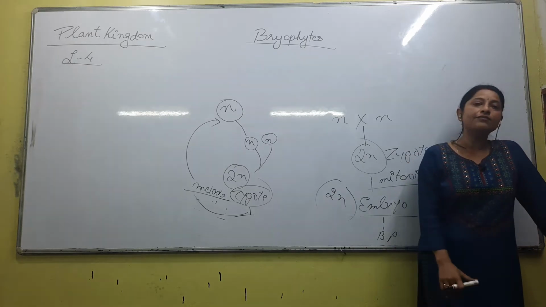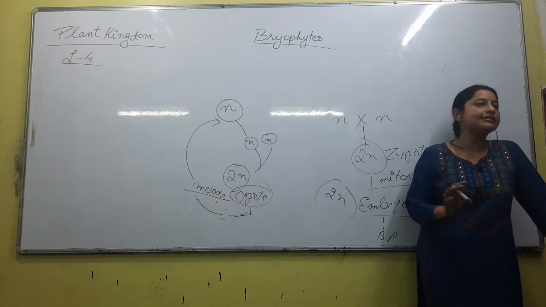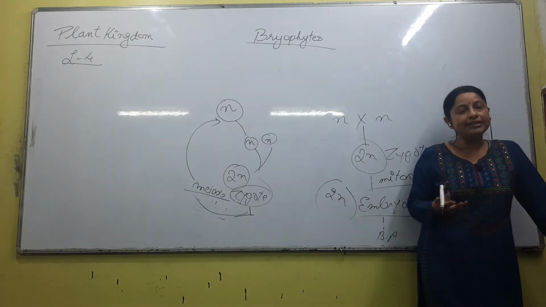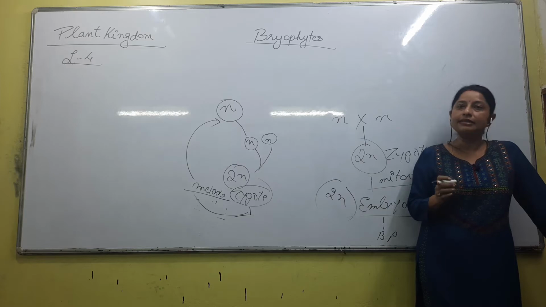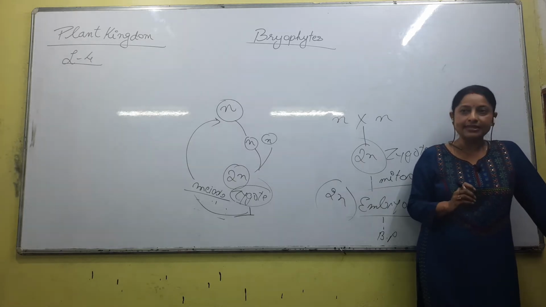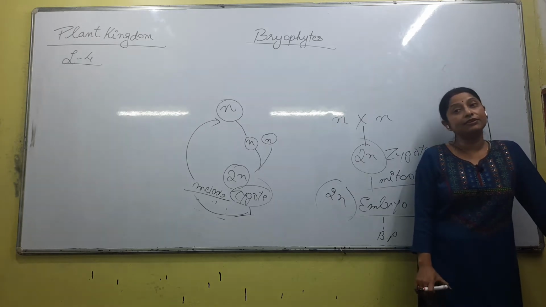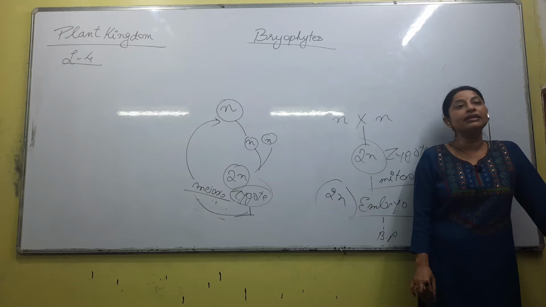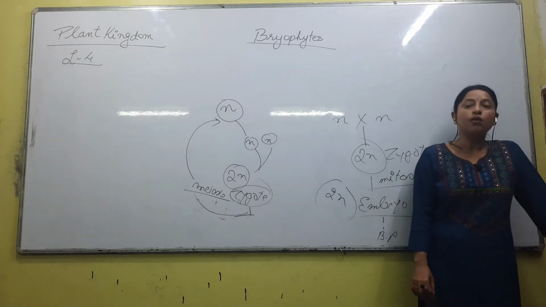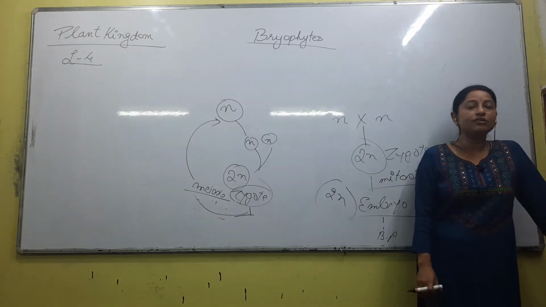So in case of Bryophyte, first point, the plant body is a gametophyte. Sporophytic phase present or absent? It is present. Third point, if the sporophytic phase is present, is the sporophyte dependent on the gametophyte or independent of the gametophyte? It is purely dependent on the gametophyte. What do we understand by the word dependent on the gametophyte?